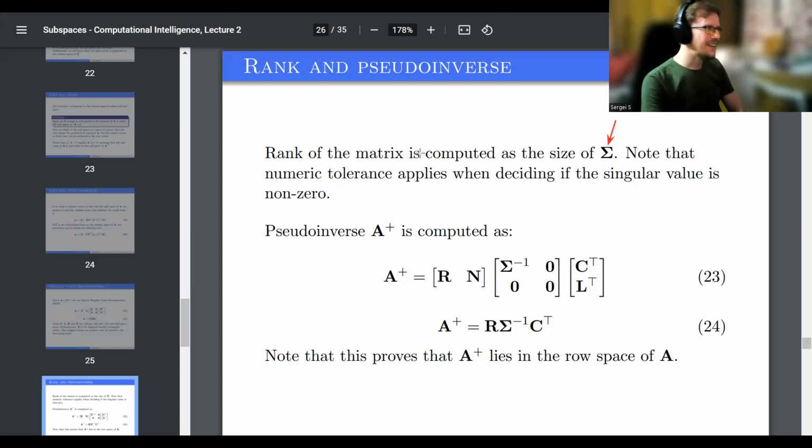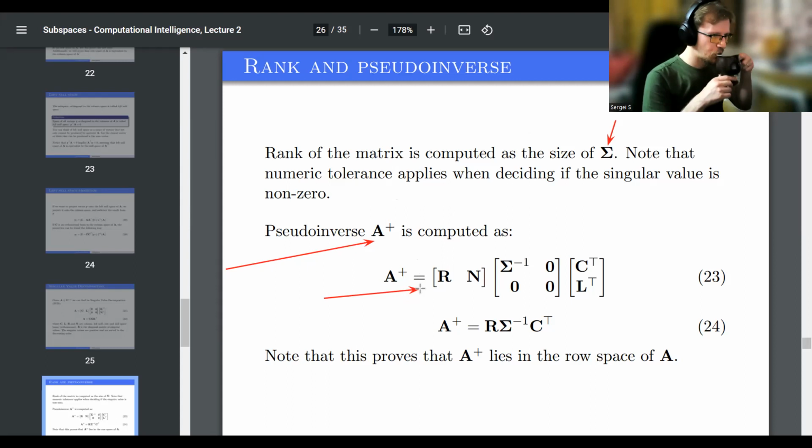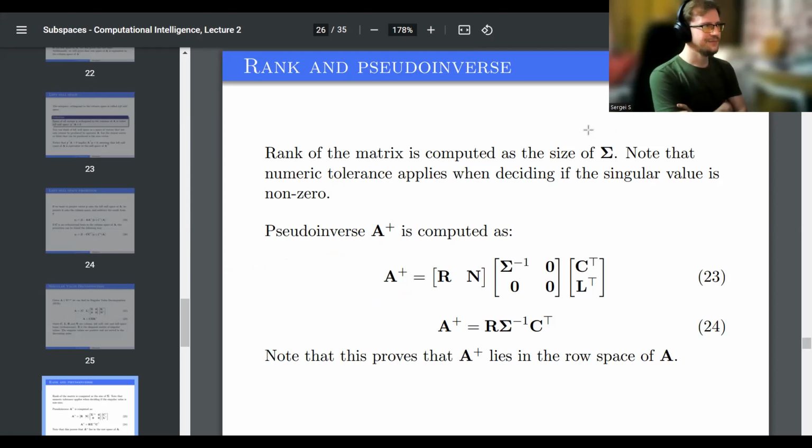Okay. All right. Now pseudo inverse. How to compute a pseudo inverse? Well, pseudo inverse is computed this way. Can someone tell me why? Someone tell me why it's computed this way. Suggestions, guesses. Let me make a suggestion.